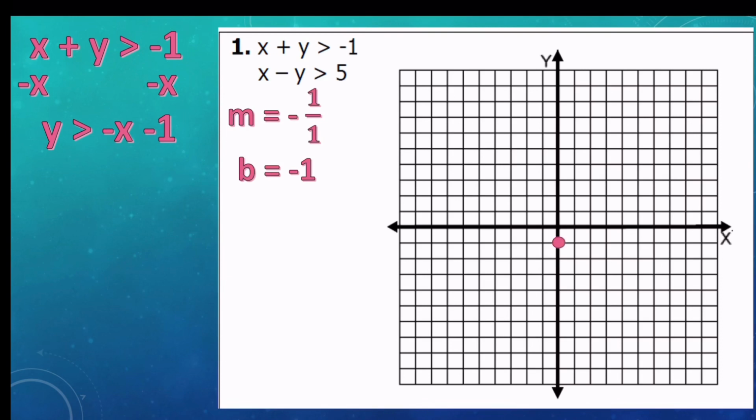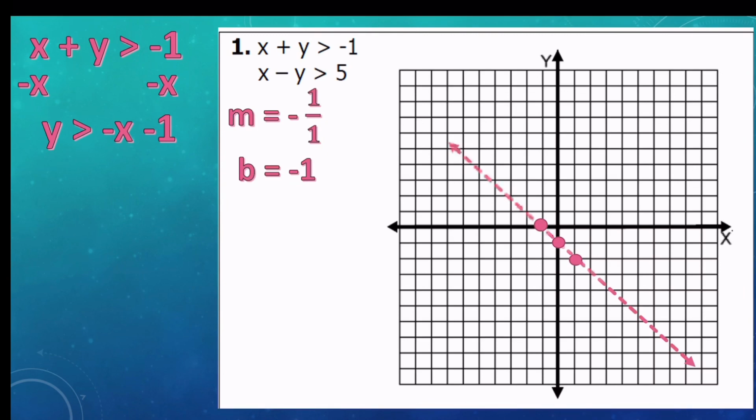So I put a point at my y-intercept. I'm going to go down 1 and right 1. But I can also go up 1 and left 1. It doesn't matter, okay, as long as I have one negative direction. I'm going to put a dashed line. Why do I have a dashed line? That's because my inequality symbol is just greater than.